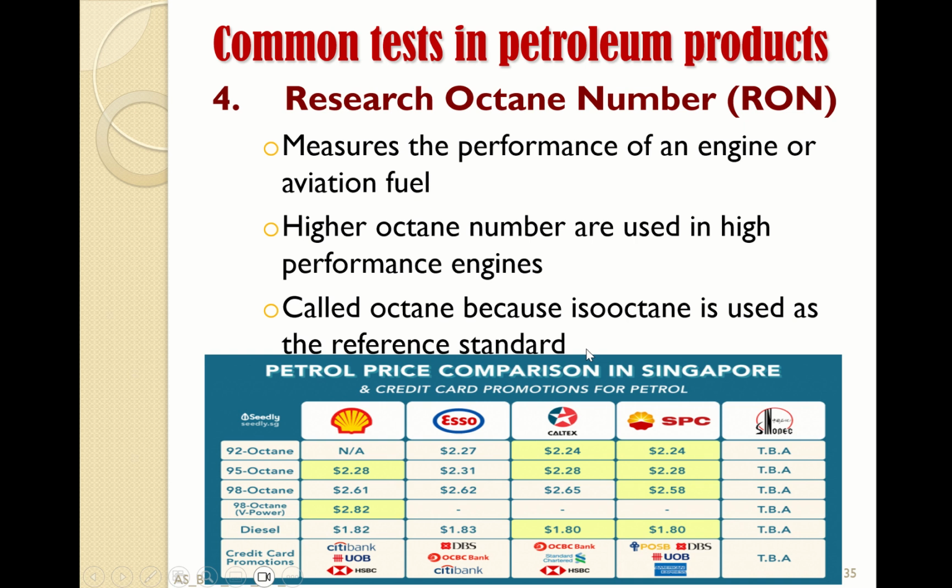This one is the octane number. It measures the performance of engine fuel or aviation fuel for flight. The higher one is better, they say, for high performance engines. Why is it called octane number? Because octane is used as the reference standard. I don't know if any of you drive or ride a motorbike, but the higher the value, the higher the performance, and of course it's more expensive.